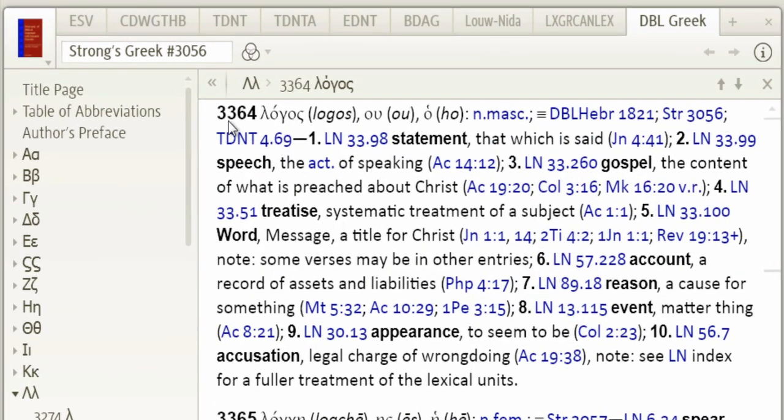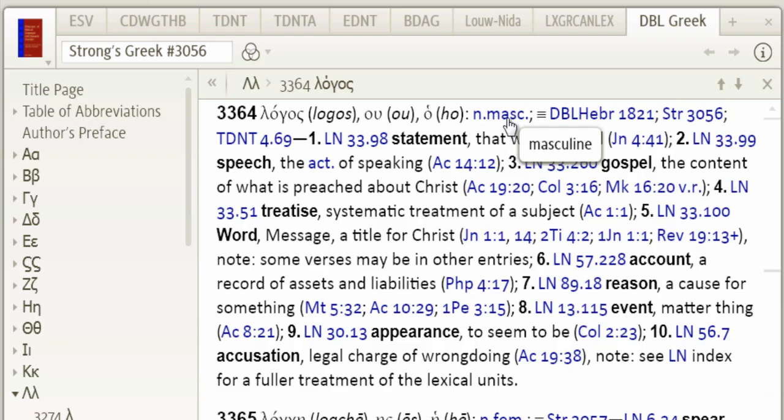And this number 3364 is the GK number, or Goodrich-Kohlenberger number, which is a numbering system like Strong's designed to help people make the transition from the English word to the Greek word in a dictionary. Next is our Greek word in its transliteration, along with some grammatical information here that it's a noun and that it's masculine in grammatical gender, along with a number here.